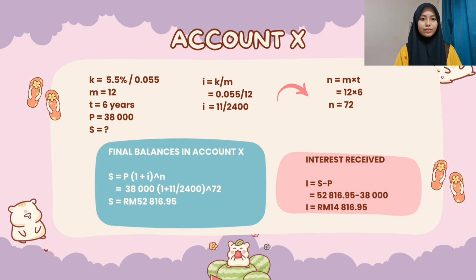Calculate the interest received using I equals S minus P. I equals 52,860 ringgit and 95 cents minus 38,000 ringgit. The final answer will be 14,860 ringgit and 95 cents.